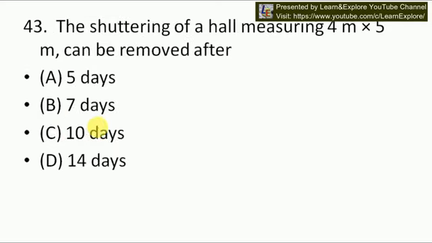Next question. The shuttering of a hall measuring 4 meter by 5 meter can be removed after 5 days, 7 days, 10 days, or 14 days. So our answer will be B, 7 days. The shuttering of a hall measuring 4 meter by 5 meter can be removed after 7 days. So our next question.